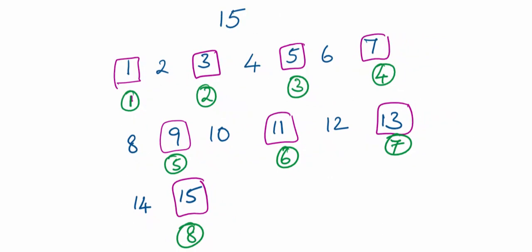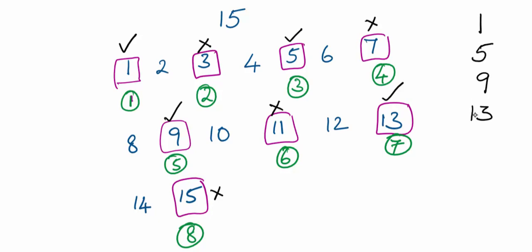So the first one would be 1. We have to skip this one because we have to find the alternate odd number, right? We take the next one, we skip this, we take the next one, we skip this, next one, and we skip this. So the sum would be 1 plus 5 plus 9 plus 13. That would be around 28, right? So the answer to this challenge, if the number is 15, is 28.